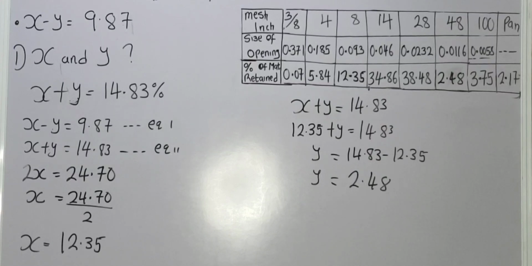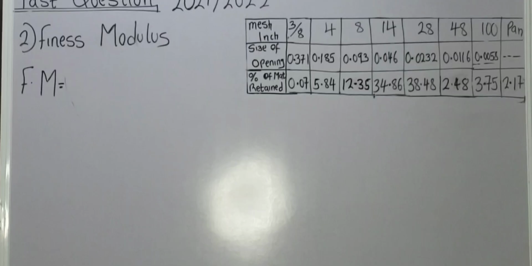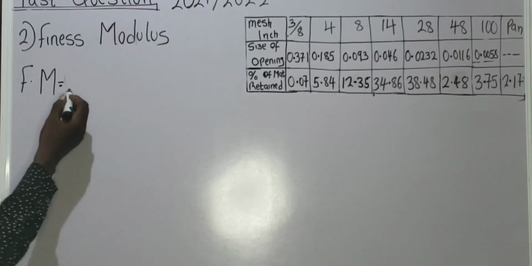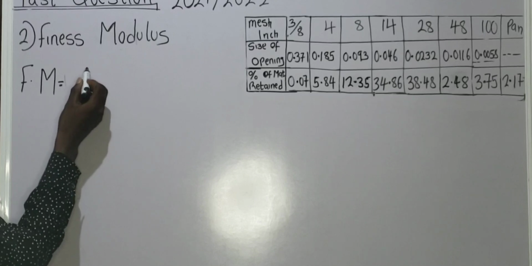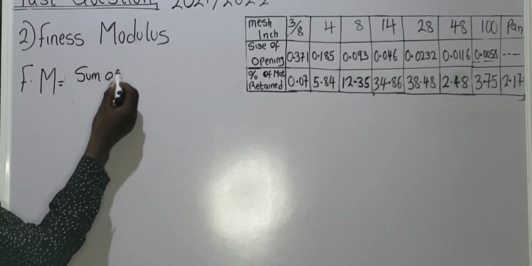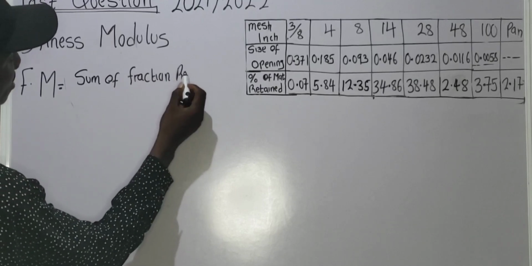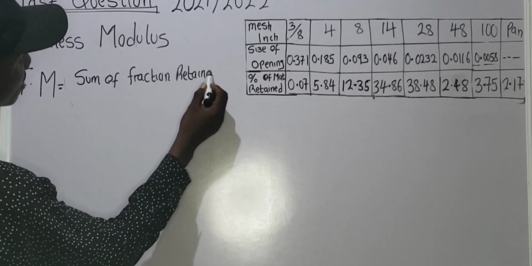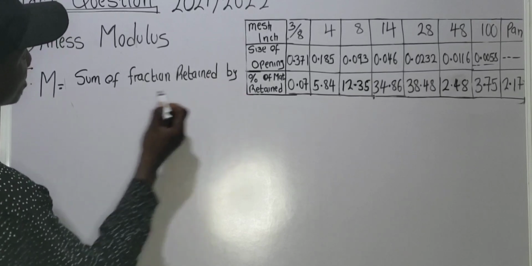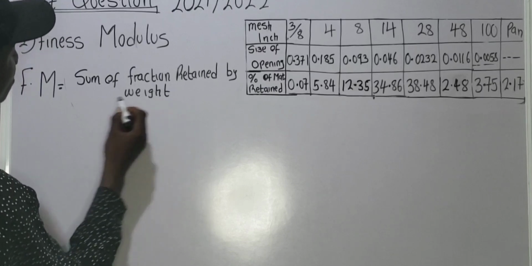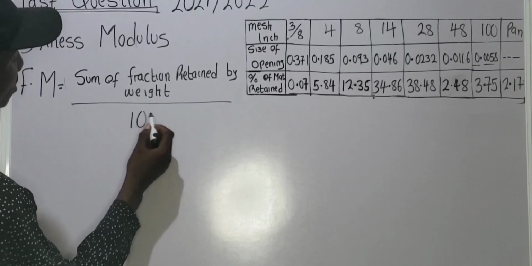Now the next question says we should calculate the fineness modulus of the materials. Now, how do we determine the fineness modulus of this material? Don't forget that fineness modulus can be expressed mathematically as the sum of fraction retained by weight, all over 100. Do you understand?